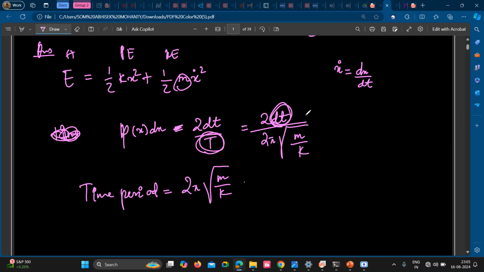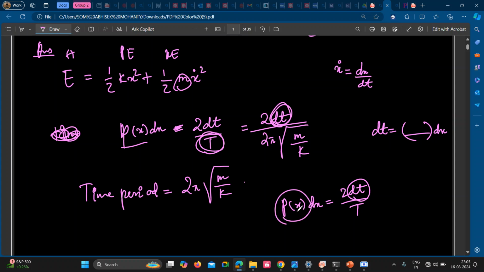I need px, right? See, I need px, right? So on the left side I have px dx is equal to 2 dt by T. So if I can somehow get an expression of dt in terms of dx, something into dx, I can cancel this dx on both sides. So I will get px, because I need px. I don't need px dx. I need px. So I have to get an expression of dt in terms of dx. So how will I do it?